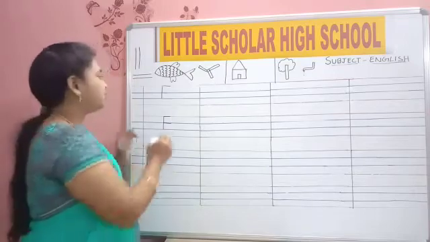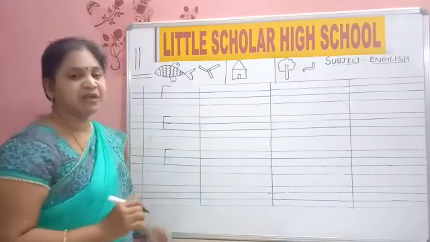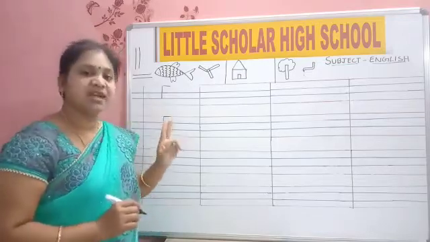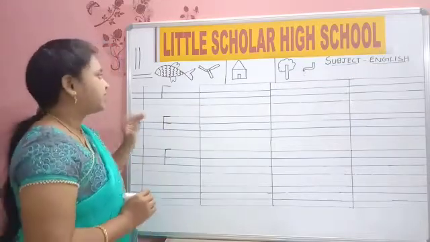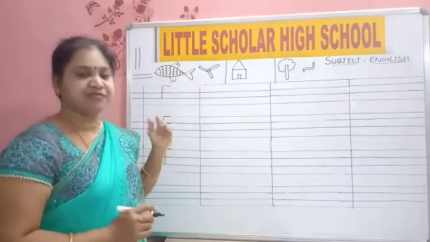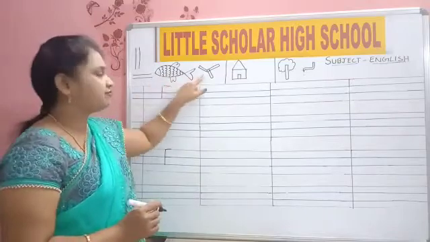For E, what did we used to do? One more line also we used to write. Yes, 3 sleeping lines we used to write for E. Now 2 sleeping lines we will write for F. Once again, shall we learn how to write F? Yes. Say F for fish, F for fan.